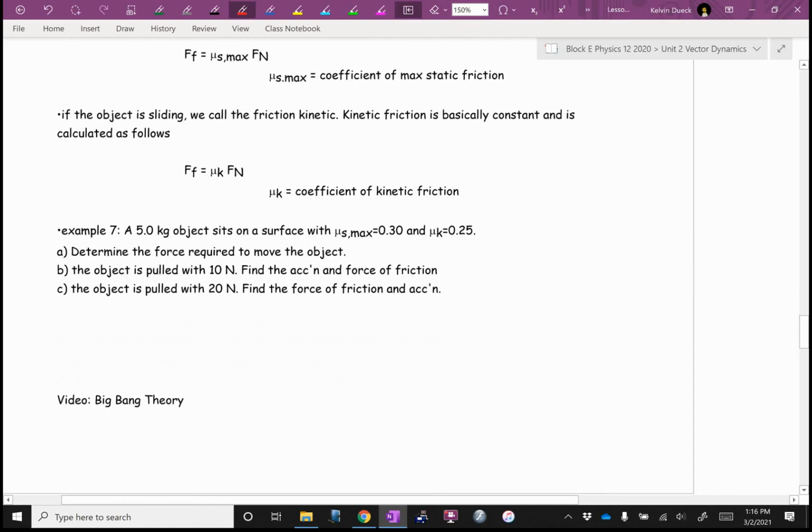Example 7. Suppose an object sits on a surface, and we know that static mu is 0.3 and kinetic mu is 0.25. A says determine the force required to move the object in the first place. What might this be a good job for to figure out? I'm going to do a little free body diagram right over here. So here's our little block.